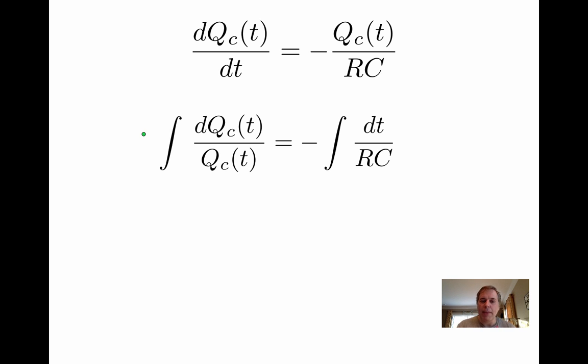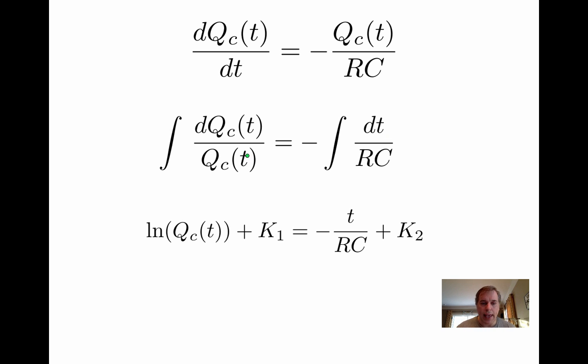But I put everything that depends on the variable Q on one side and everything that depends on the time on the other side. And then once I have that, I integrate both sides. Think of Q as like y of x, so Q is like y, and t is like x. Now I integrate this. Forget the function of time here. You have dQ over Q. What's the integral of that? It's ln of Q. The integral of dt is just t.